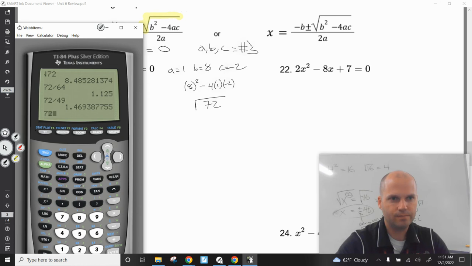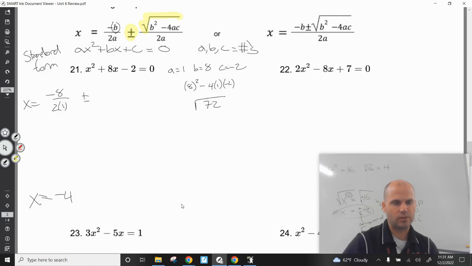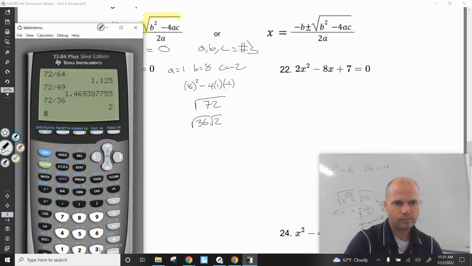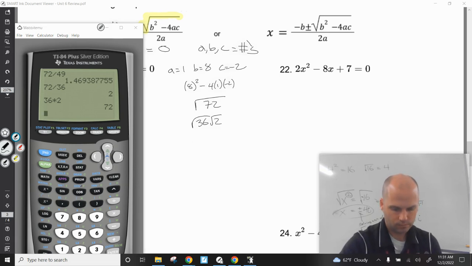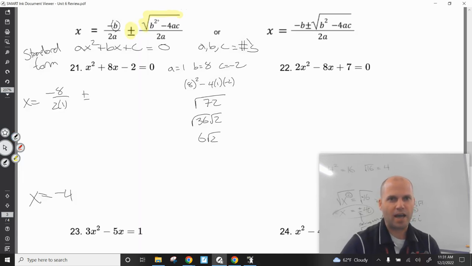64, 49, 36. 36 times 2 is 72. You'll see 72 a lot because it's a tricky one. Root 36 times root 2 is root 72. The square root of 36 is just 6. The square root of 2 is not nice. It's a decimal. 6 root 2 is the simplified form.